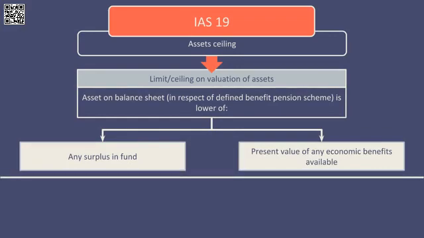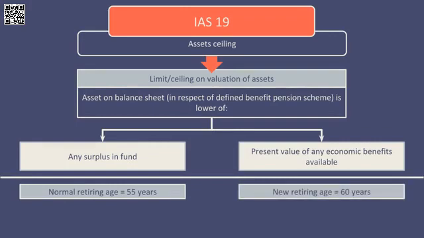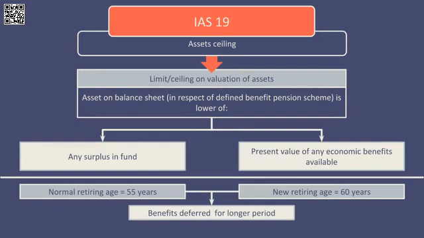Why does the ceiling exist? Imagine if there is a defined benefit scheme and normally staff retire at 55, and yet for whatever reason staff begin to retire at 60. This means that the benefits are deferred for a longer period or unvested. If the fund was measured, it would be misleading because it would appear the fund is doing better than it was or making more gains, but in fact, it is because the benefits haven't vested.